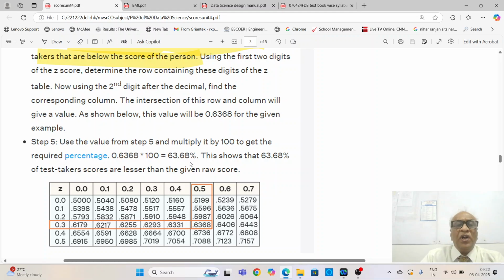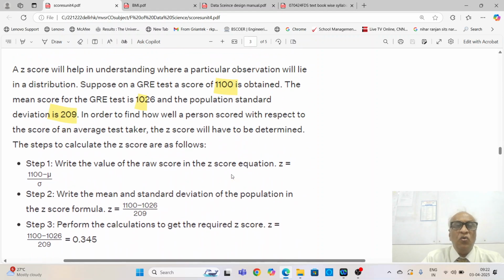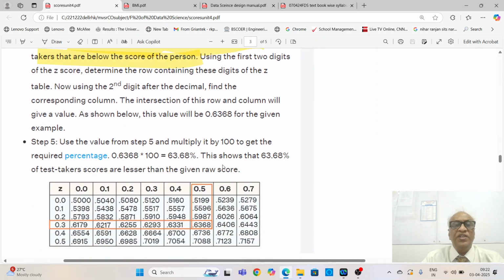Okay, so what does it indicate? It indicates that 63.68% of people or students who have taken the GRE test have scored less than the given raw score. And what is the raw score? 1100. So the raw score is 1100, and 63.68% of people who have written the GRE have a lower score.